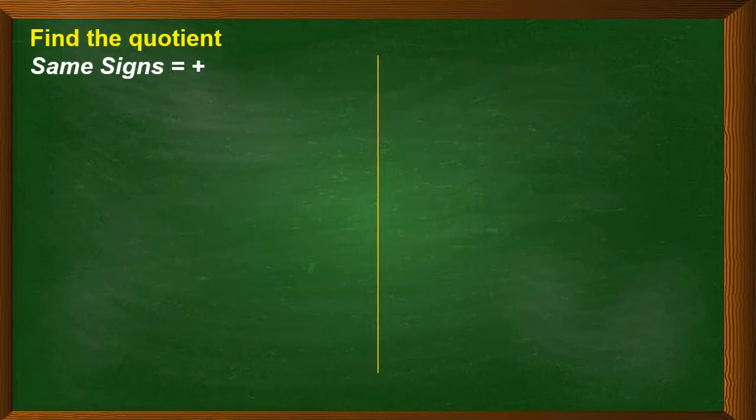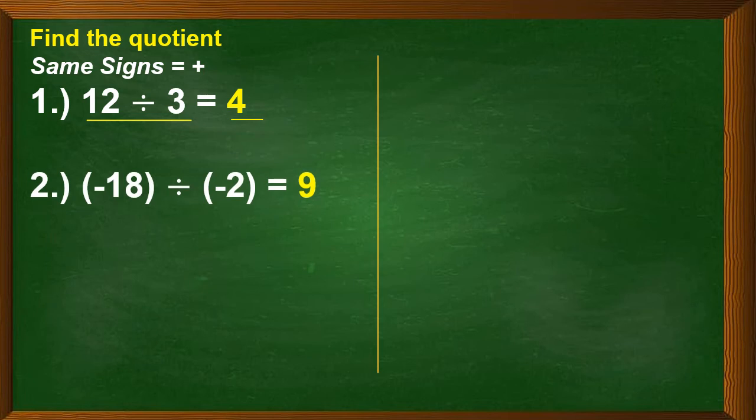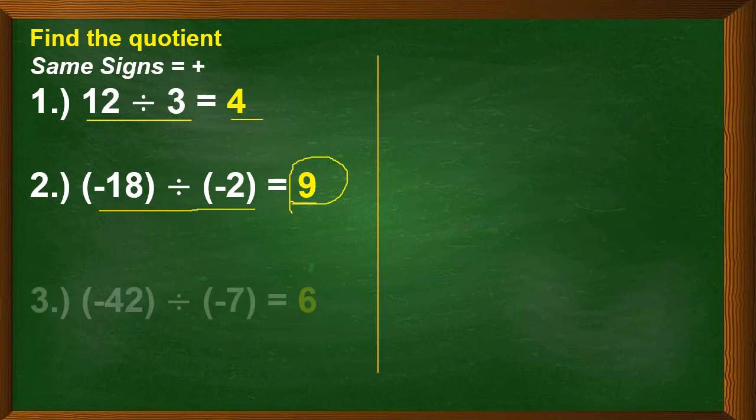Now let's have the examples. First, finding the quotient of integers with the same signs. Remember, same signs is positive. So this is just like dividing whole numbers. 12 divided by 3, of course, we have 4. Same sign, so positive. Next, negative 18 divided by negative 2. Same sign, so positive. So 18 divided by 2, that is equal to 9.